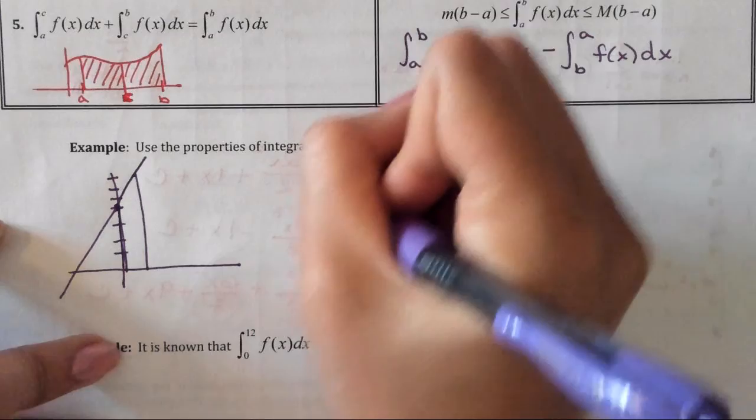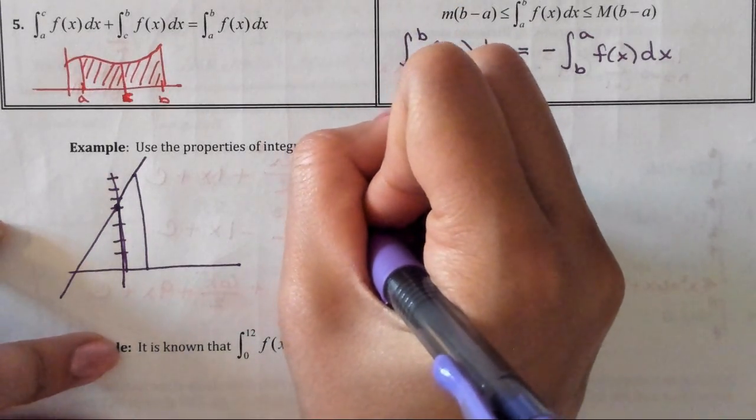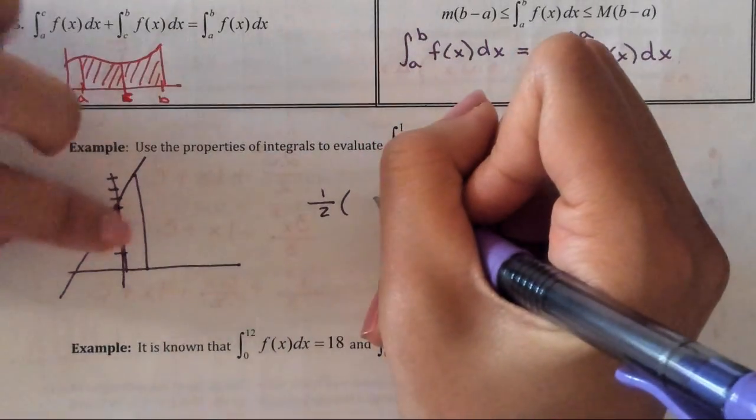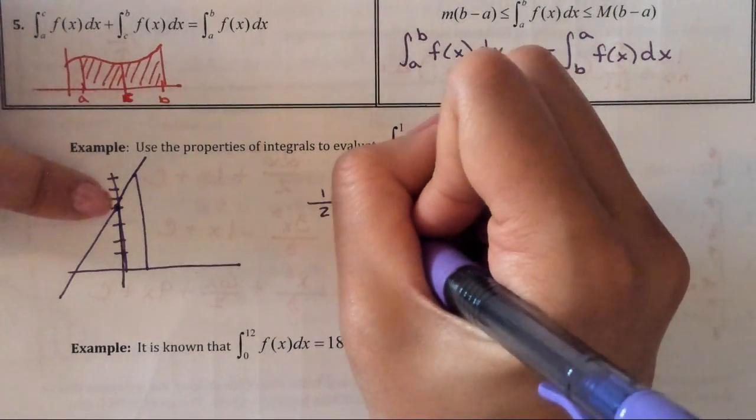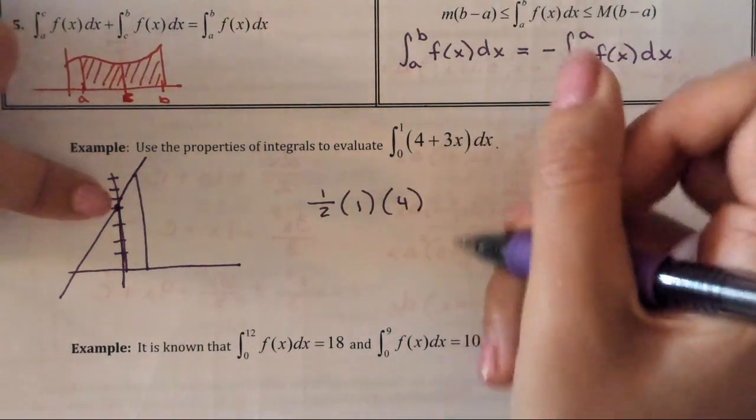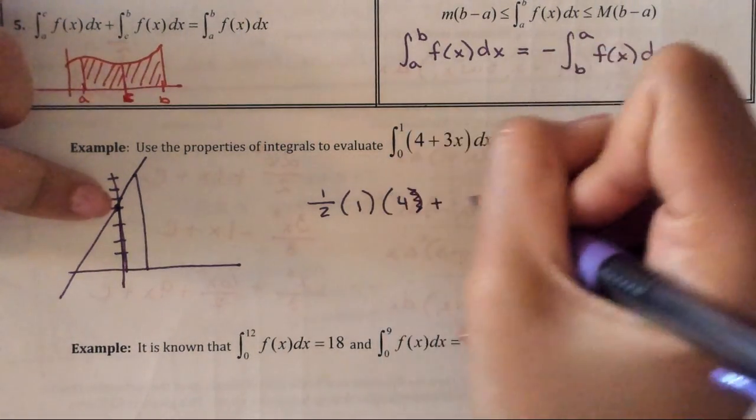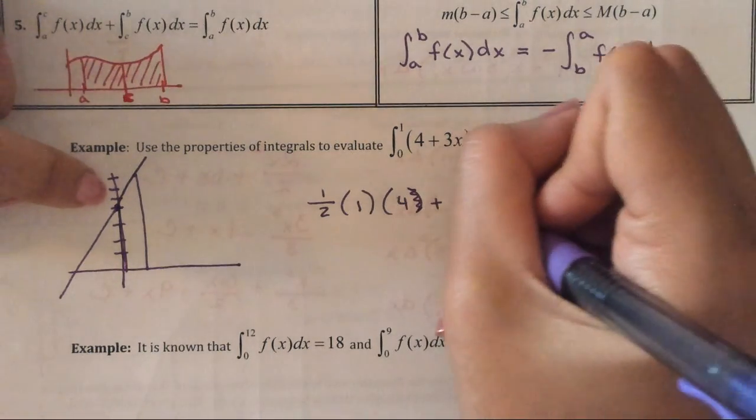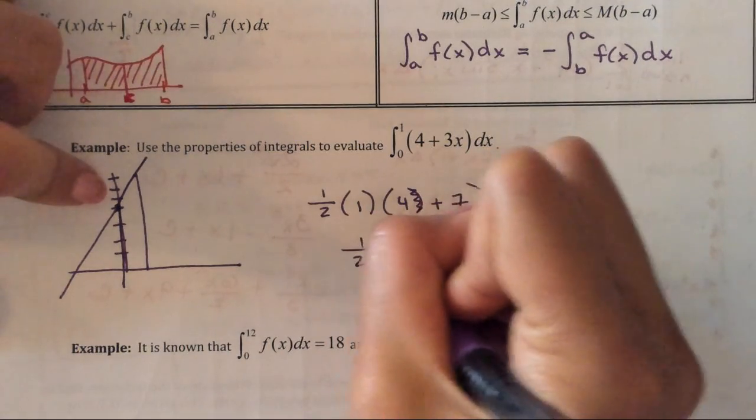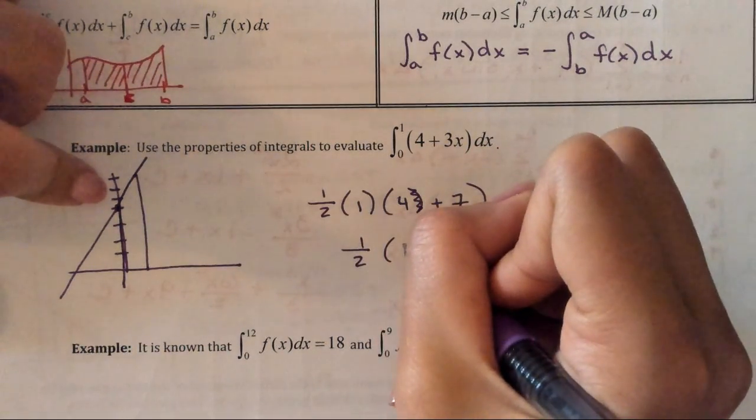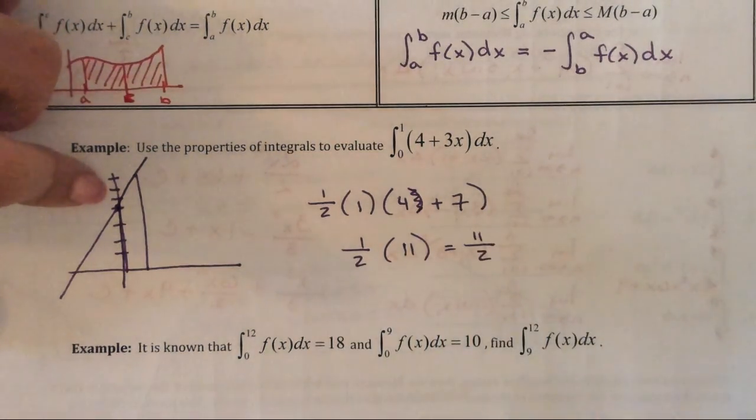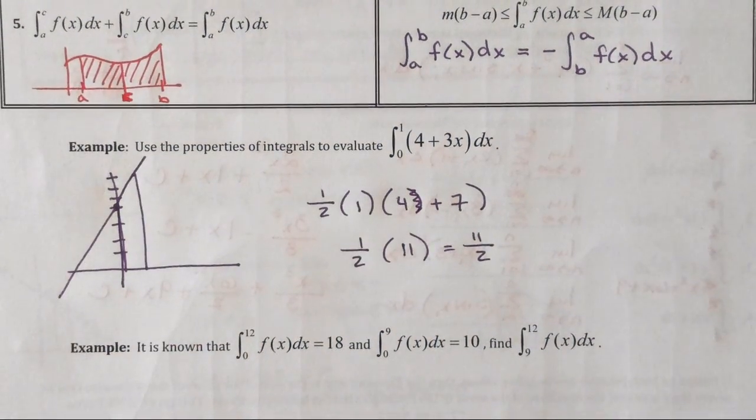Well, to find that, we can just do the area of a trapezoid. One half, because this is a straight line, one half times the base, which is 1, times height 1, which is 4, plus height 2, which is 7. So it's one half times 11, which is 11 over 2. Okay?